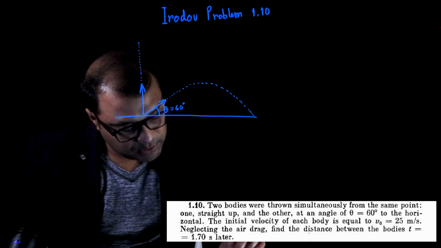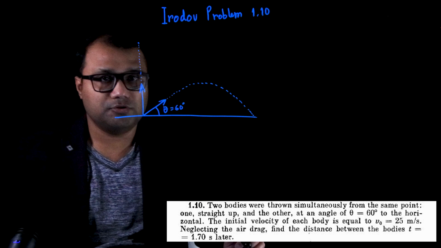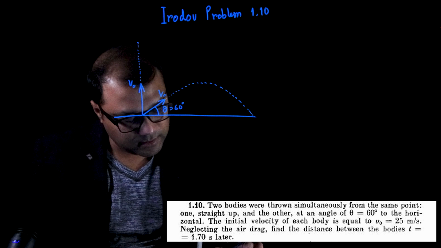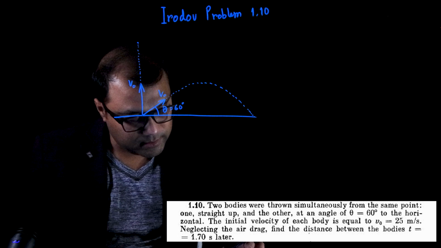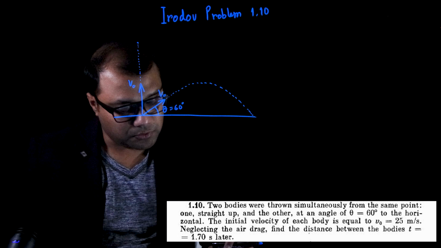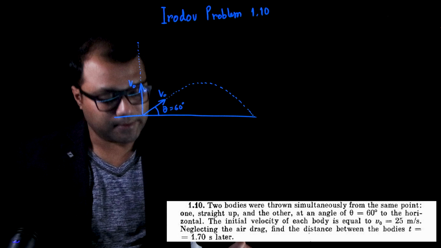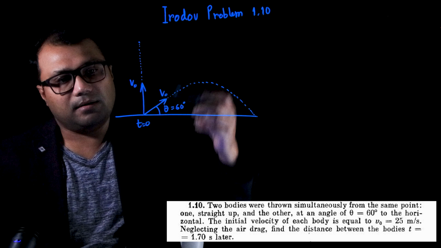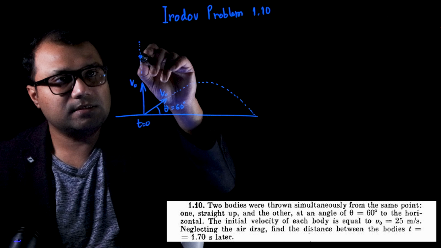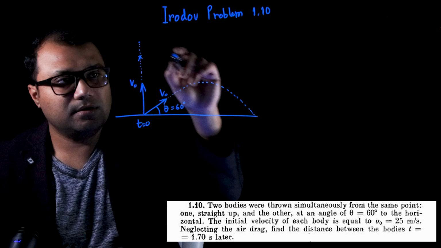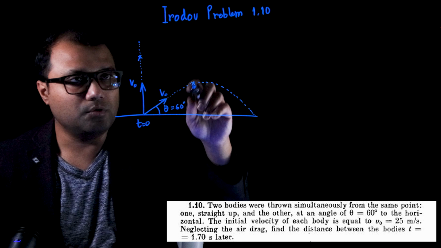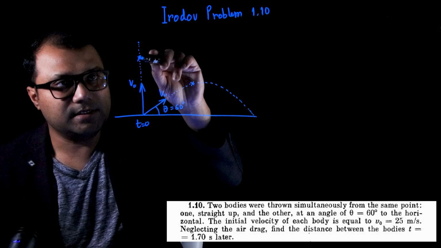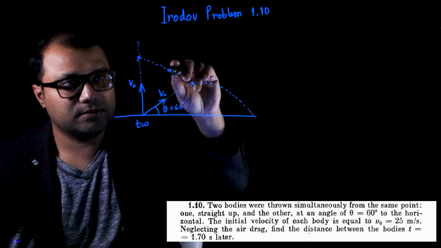It says the initial velocity of each body is equal to v0. Alright. Neglecting the air drag, find the distance between the bodies t equals 1.7 seconds later. So this is at t equals 0. At t equals 1.7 seconds later, maybe this is somewhere here, this is somewhere here. We don't know where it is, but our goal is to find out what's the distance between these 2 points.